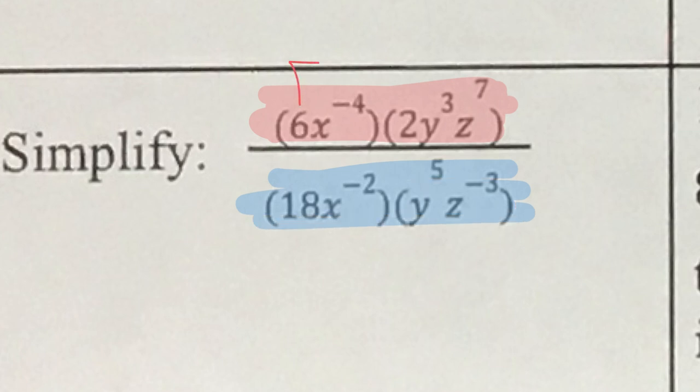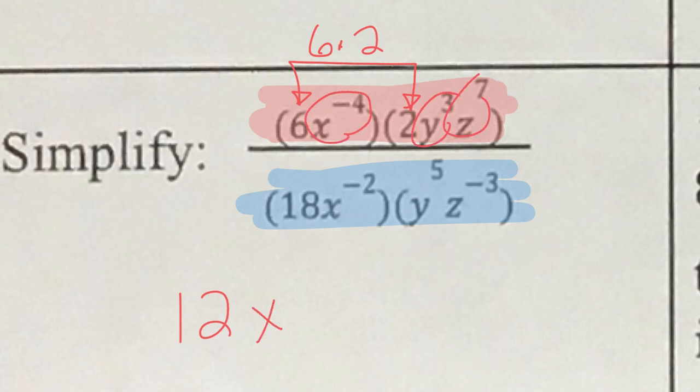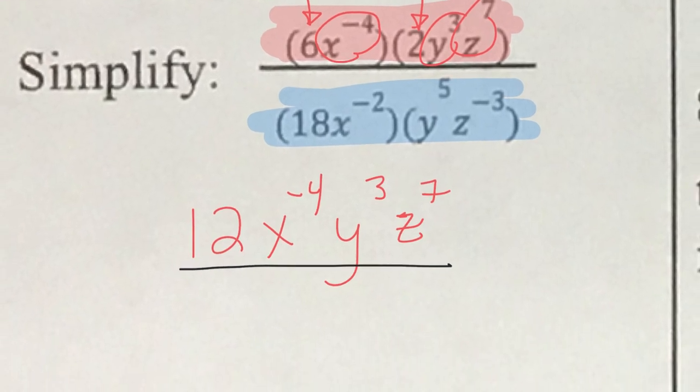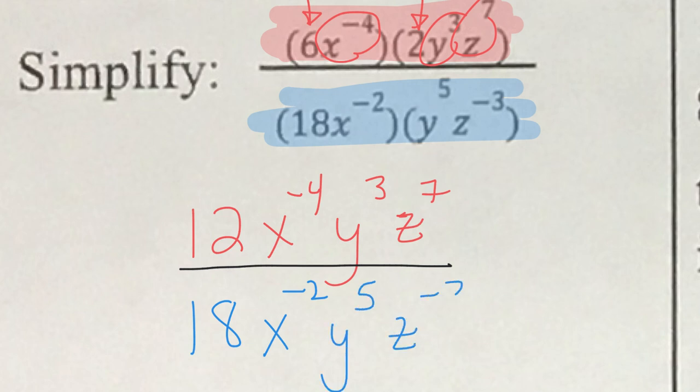So first we need to multiply our numbers. We have 6 times 2, which is 12. And then I have an x value, a y value, and a z value. So there are no like terms to combine. So we have x to the -4, y cubed, and z to the 7th. Okay, it looks like there's nothing on the bottom I need to combine either. There's an x term, a y term, and a z term. So 18x to the -2, y to the 5th, z to the -3.